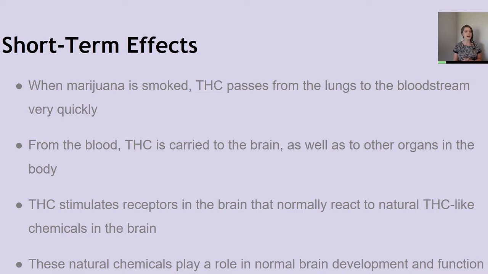So short-term effects of using marijuana. When marijuana is smoked, THC passes from the lungs to the bloodstream very quickly. And then from the blood, THC is then carried to the brain as well as other organs in the body. THC stimulates receptors in the brain that normally react to natural THC-like chemicals, and these natural chemicals play a role in normal brain development and function.